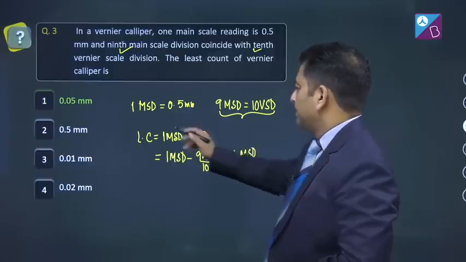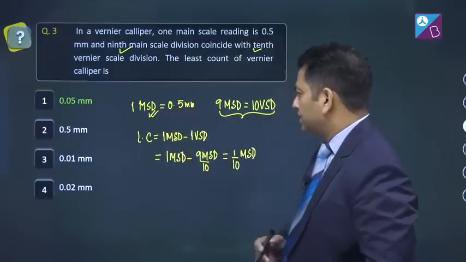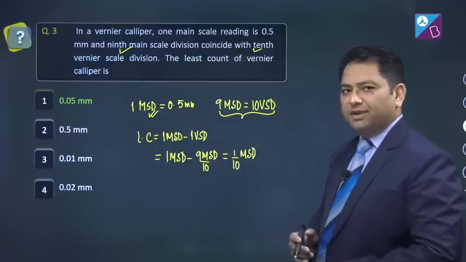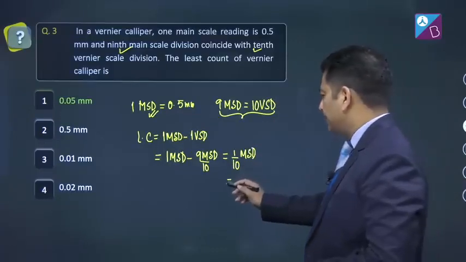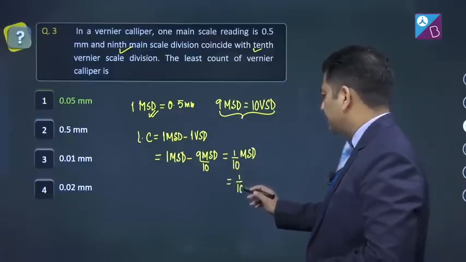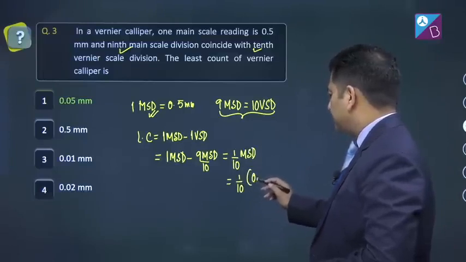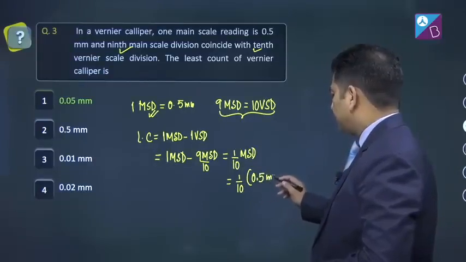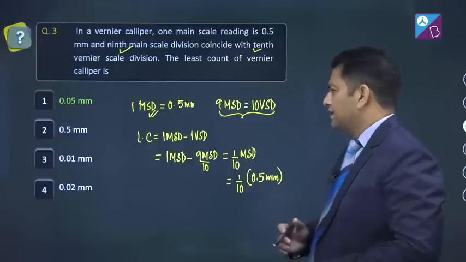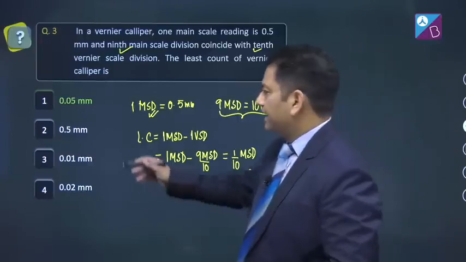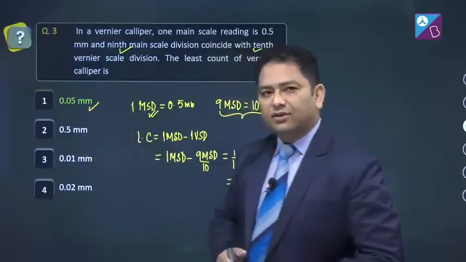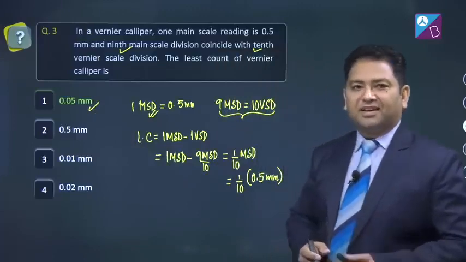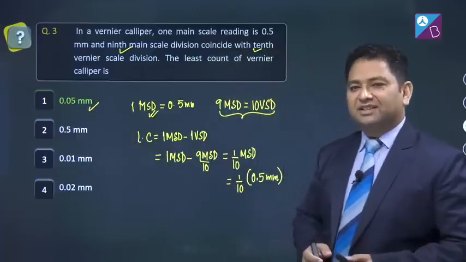और आखिर में the value MSD की जो दी गई है that is 0.5 millimeter, आपको ये value रखनी है. That is 1 by 10 multiplied by MSD, which is 0.5. The unit of course is millimeter. So 0.5 divided by 10, 0.05 millimeter. Let's proceed to the next question.